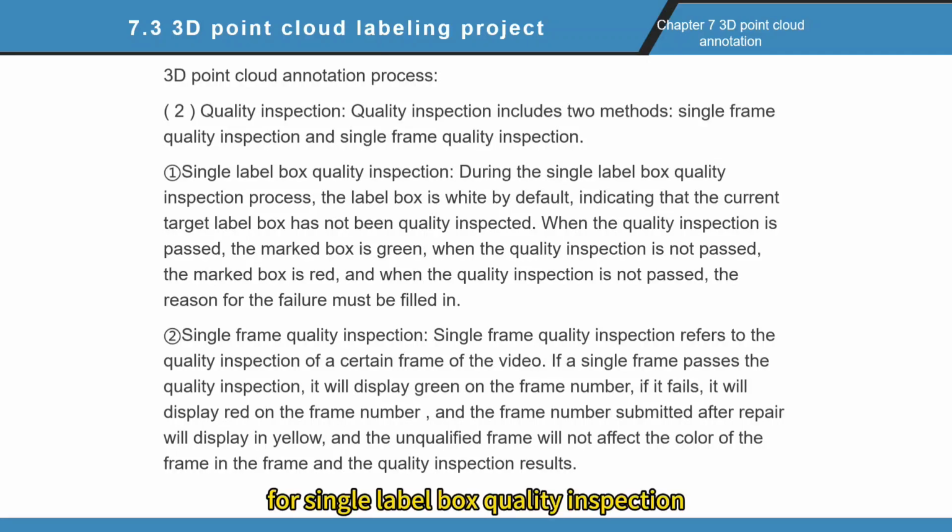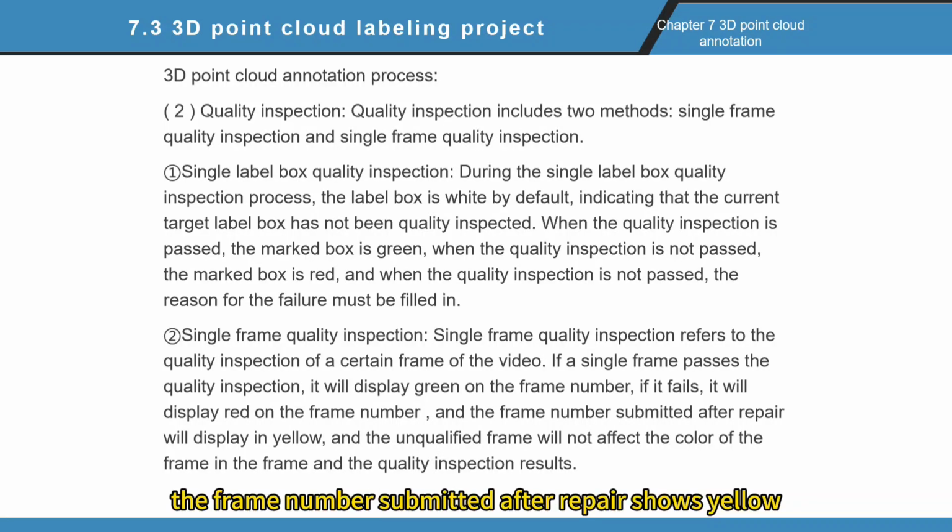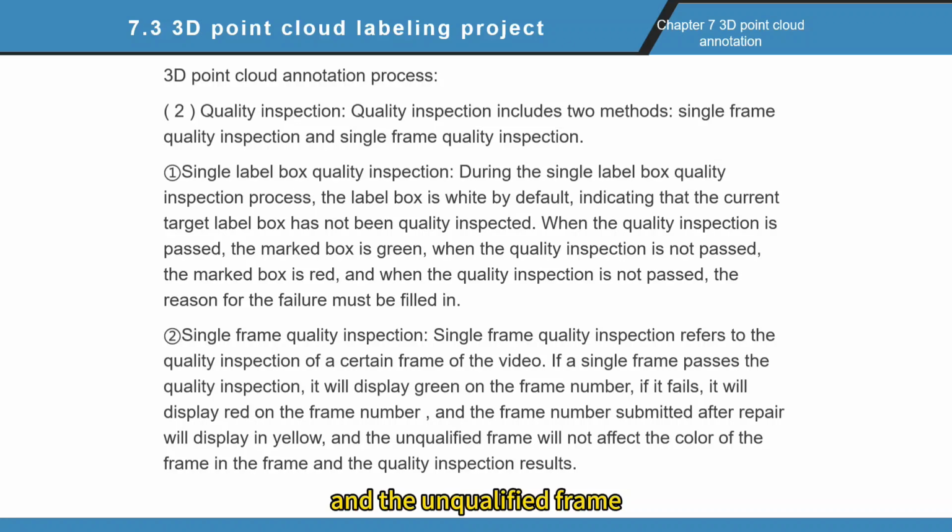Second in the annotation process is quality inspection, which includes 2 methods. For single label box quality inspection, by default, the label box is white, meaning it hasn't been inspected. If it passes, it turns green. If it fails, it turns red, and the reason for failure must be filled in. For single frame quality inspection, if a certain frame of the video passes, the frame number shows green. If it fails, it shows red. The frame number submitted after repair shows yellow, and the unqualified frame doesn't affect the frame color and inspection results.